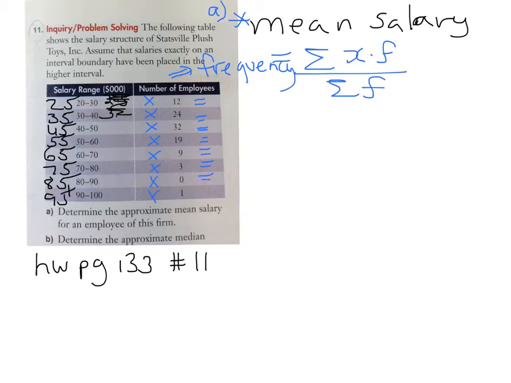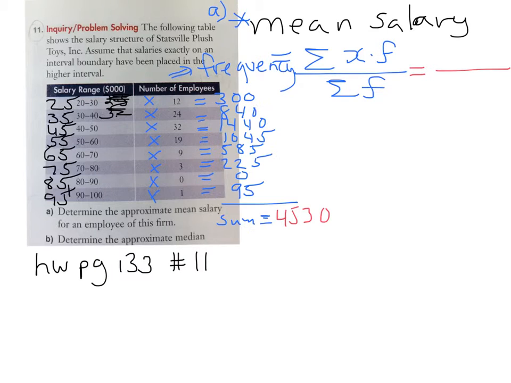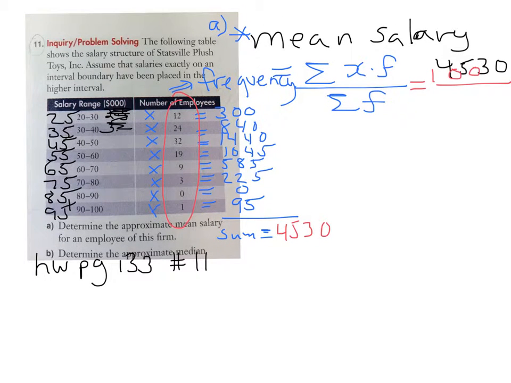Okay, go ahead. You can calculate that yourself. Okay, once you multiply, you can add up the total, and you will have the sum of 4,530, and that will go on the top of the formula. Now you need to divide by the total frequency, which means the frequency column is equal to the number of employees. So you're going to add up the employees, and that will be the denominator. The denominator will add up to 100.